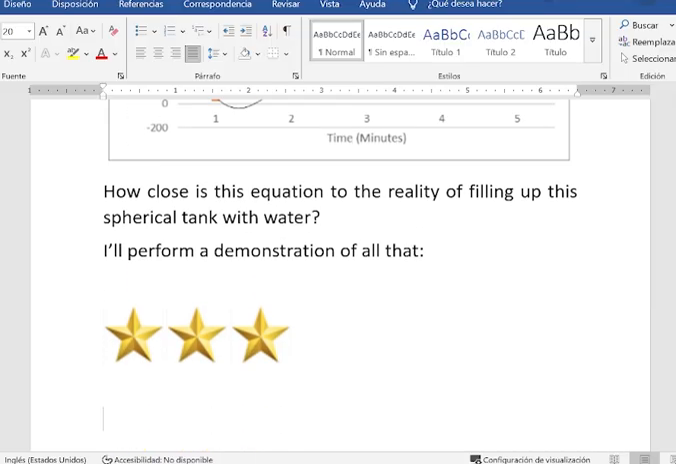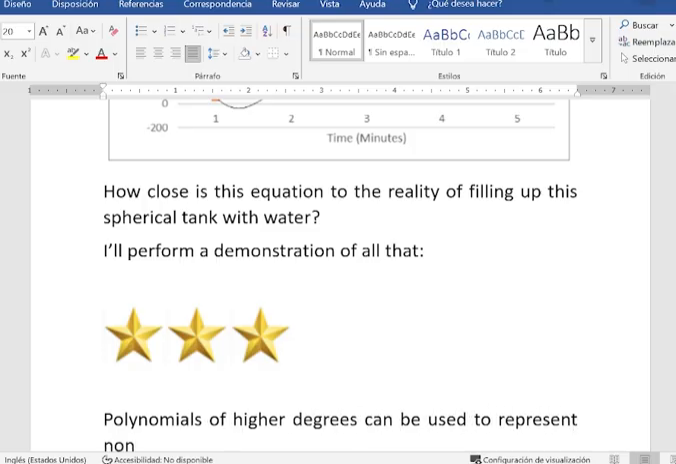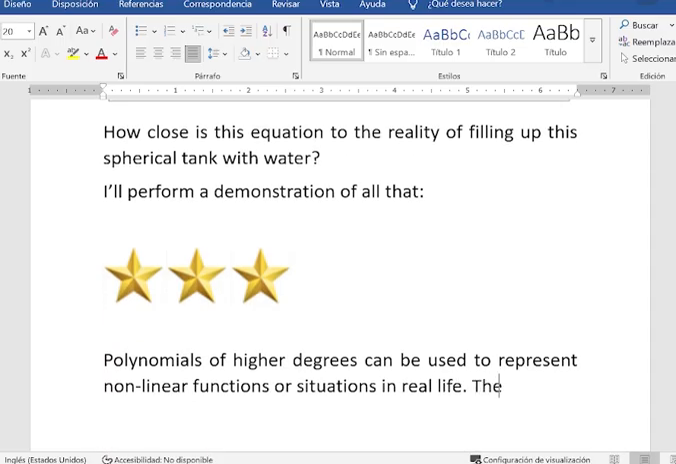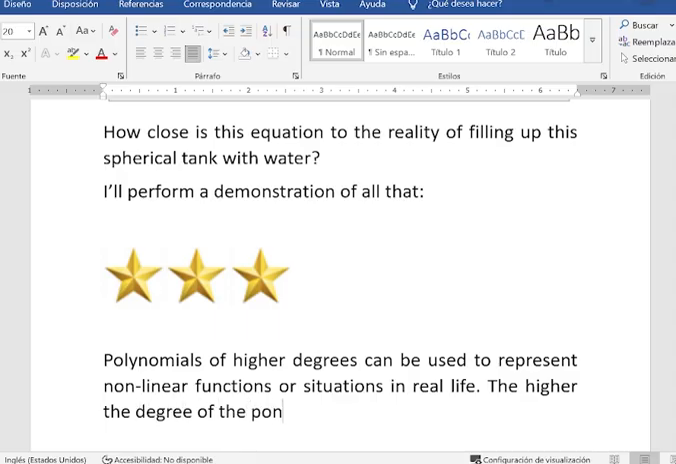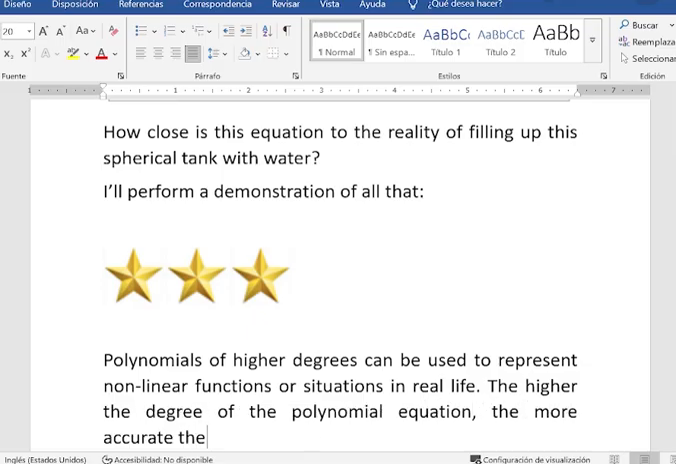So what did we learn here? Polynomials of higher degrees can be used to represent nonlinear functions or situations in real life. The higher the degree of the polynomial equation, the more accurate the function is.